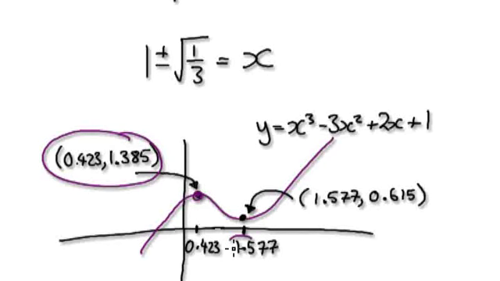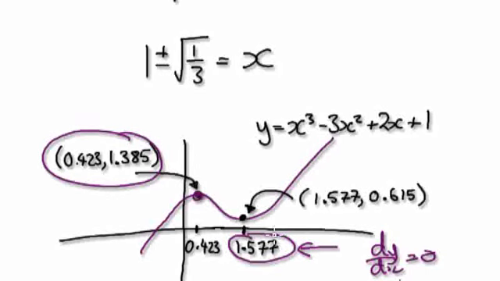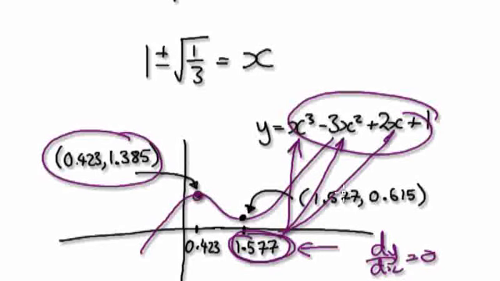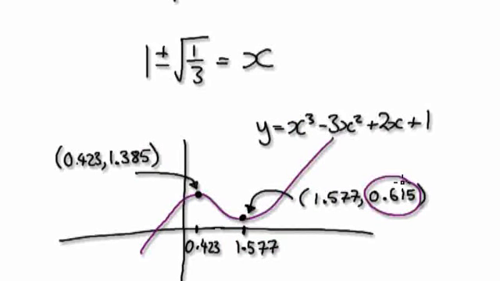Okay, and then this value here will make your dy by dx equal to 0. So you would then put this into here, and then into here, and then into here, and then the whole thing here would equal this.